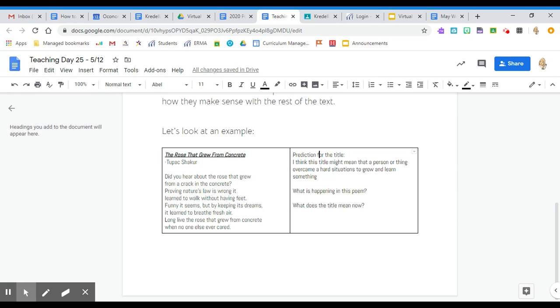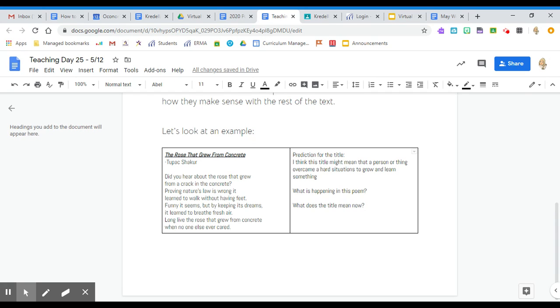Did you hear about the rose that grew from a crack in the concrete? Proving nature's law is wrong. It learned to walk without having feet. Funny it seems, but by keeping its dreams, it learned to breathe fresh air. Long live the rose that grew from the concrete when no one ever cared.